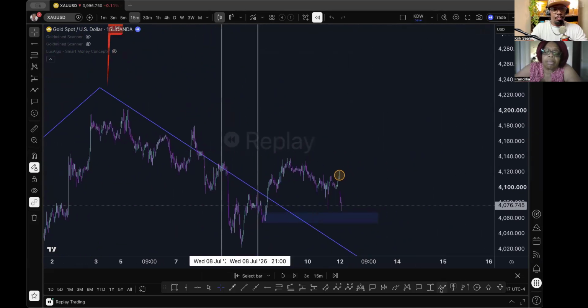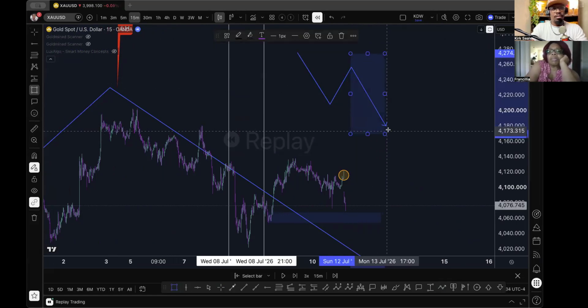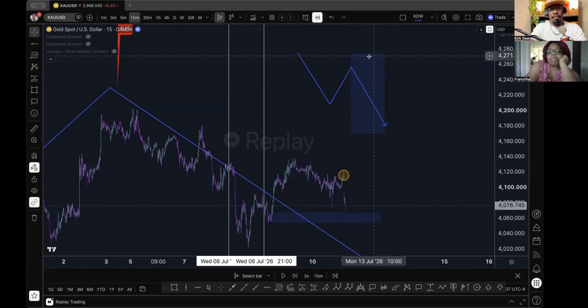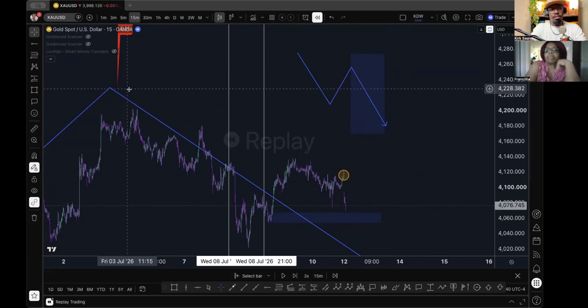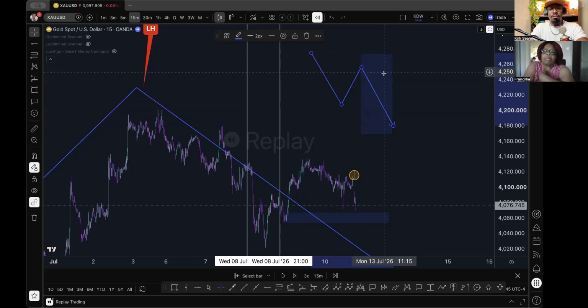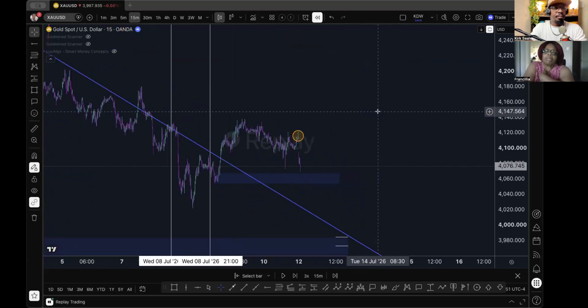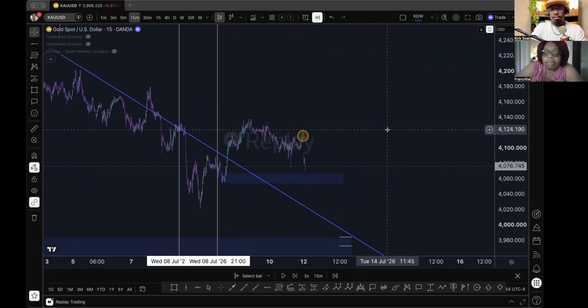All right, so here's the perspective that I want to show you real quick. I showed you this pattern just now. The point of this pattern that we're looking at right now is this section, right? Which is from the lower high down to the lower low. And the same thing applies.